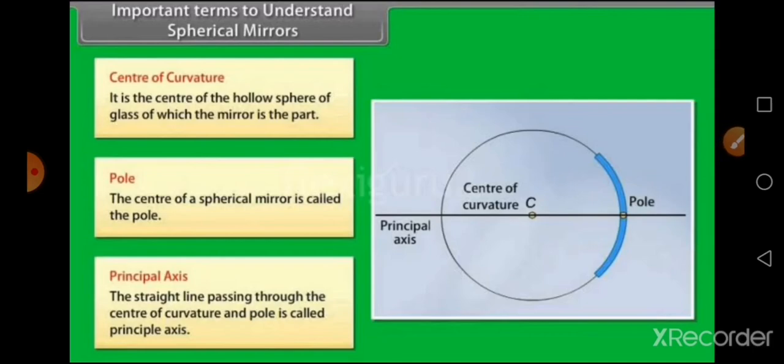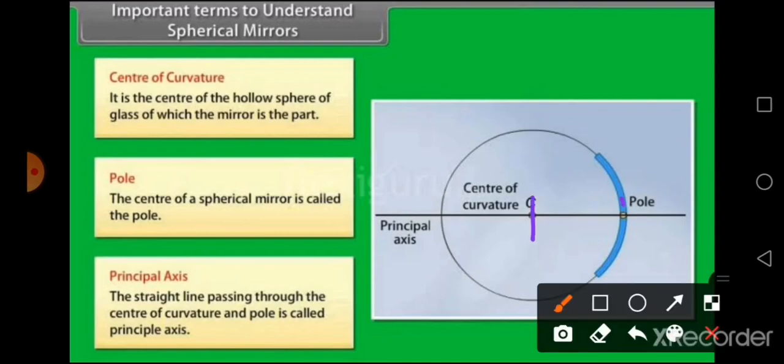Radius of curvature means the radius of the sphere of which the mirror is going to be a part, that is, from the center of curvature to the pole. This is what is actually your radius, isn't it? So the distance between the center of curvature and the pole, you can call it the radius of curvature.